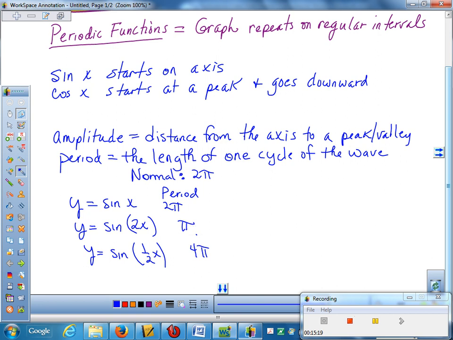So 2 pi, when we put a 2 in front, what did it do to it? It divided by 2, didn't it? So I got 2 pi over 2. So what's it doing with a half? Isn't that the same thing as dividing by a half? It divided by the number in front of x, flip it over, it's 4 pi.